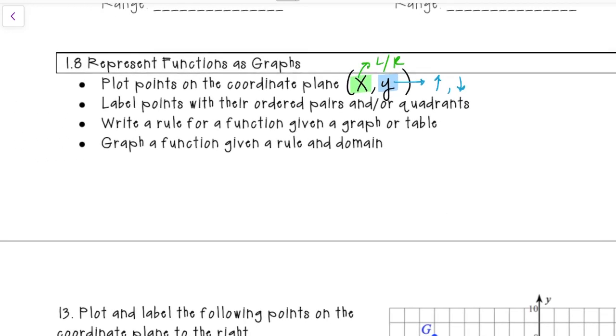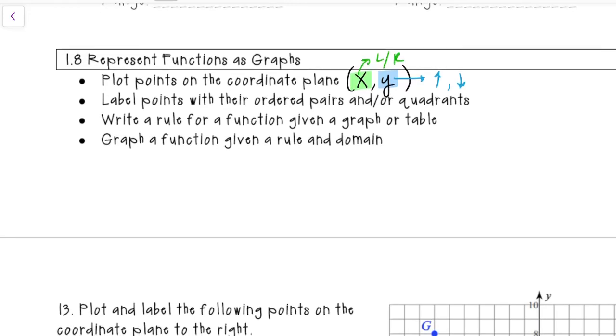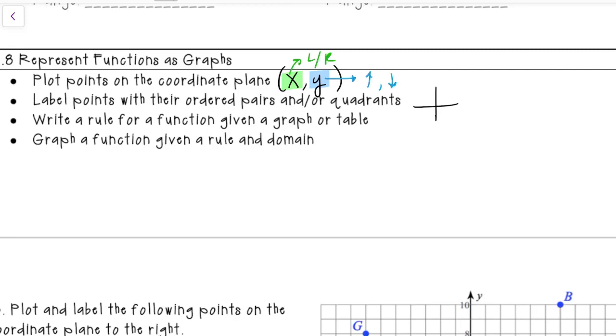Then you need to be able to label points with their ordered pairs or their quadrants. Remember, when we label our quadrants, we used Roman numerals, and they go clockwise starting in the top right corner. So we've got quadrant 1, 2, 3, and 4. And to help us remember, we wrote the letter C. So we start in quadrant 1, we move to quadrant 2, keep going to 3, and then all the way to 4.